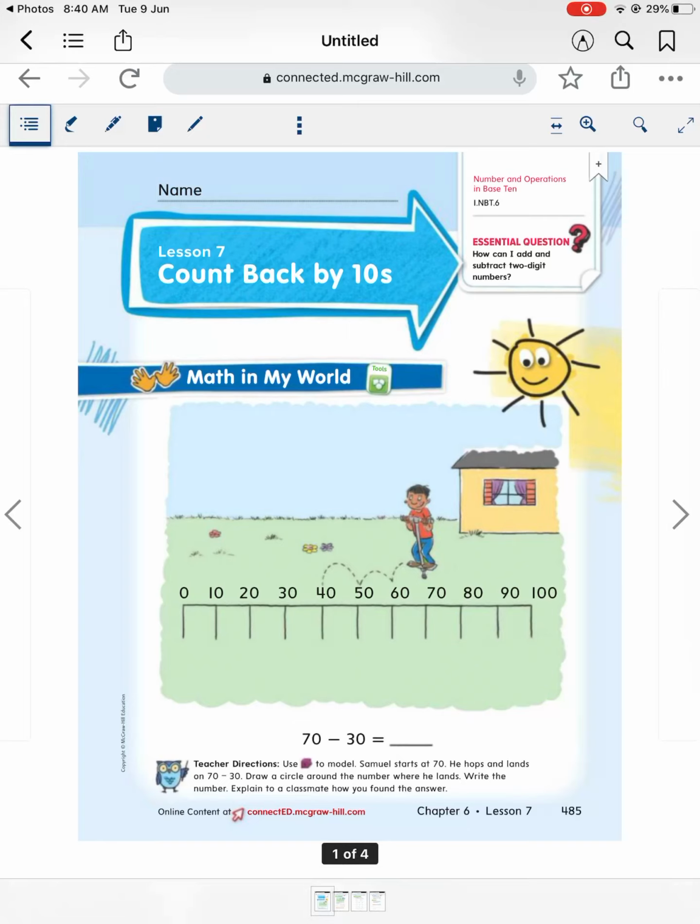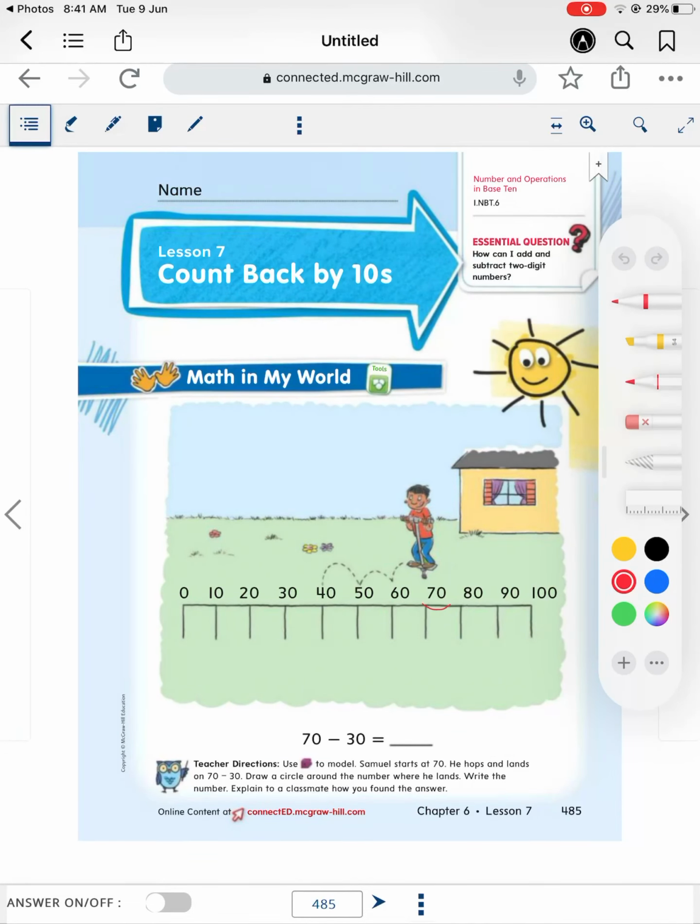Today our lesson is about count back by tens. We already know the number line and we know what count back means and what count forward means. Count back is usually used for subtracting. Let's have a look here at the kid.